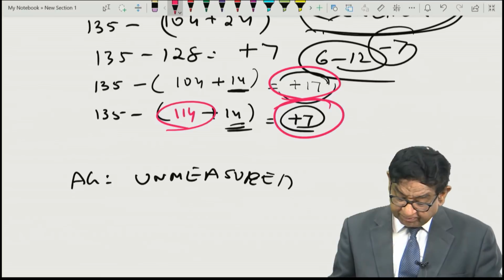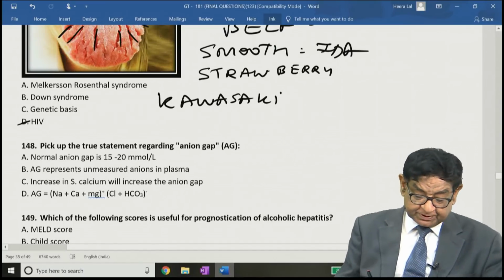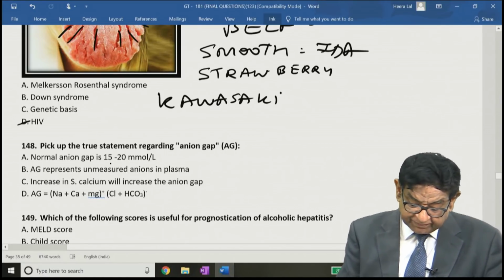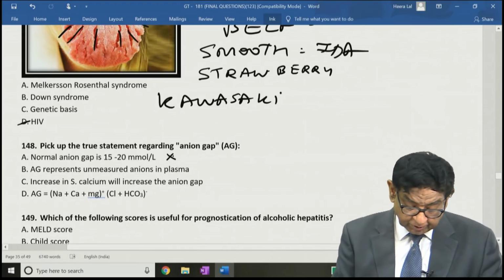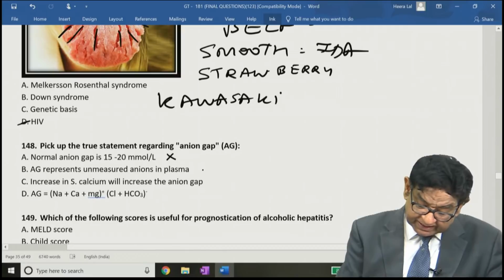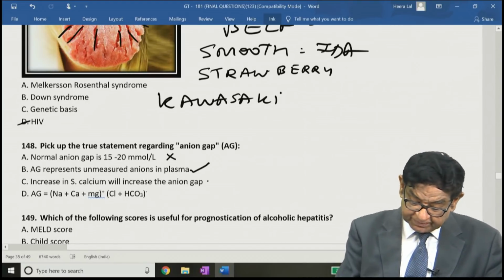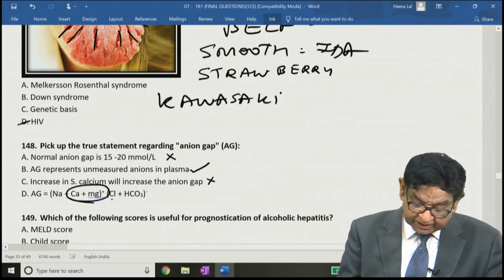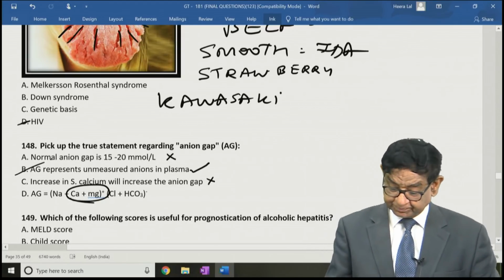With this background of basic concept, now let's look into answer option. Pick up the 2 statement of anion gap. Normal anion gap 15 to 20, not at all. It is 6 to 12, out. It represents unmeasured anion in plasma, true. Increase in serum calcium will increase the anion gap. No, it will reduce the anion gap. Wrong. Anion gap is sodium. No, they are not included. B is the best answer.